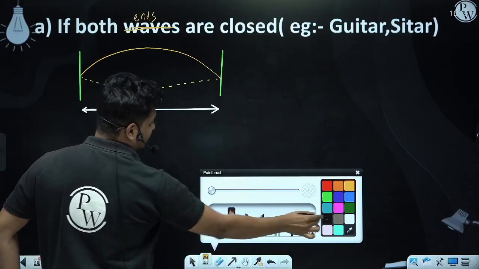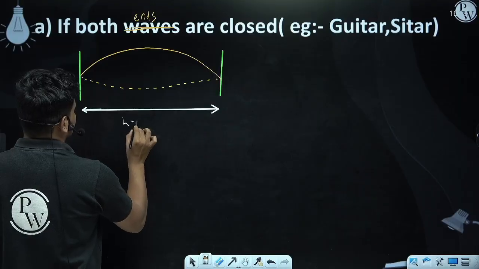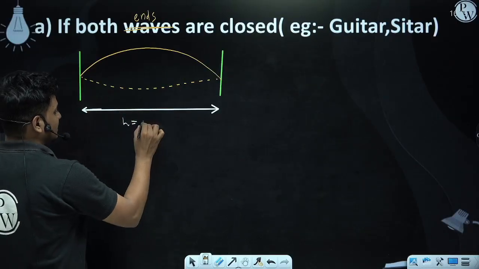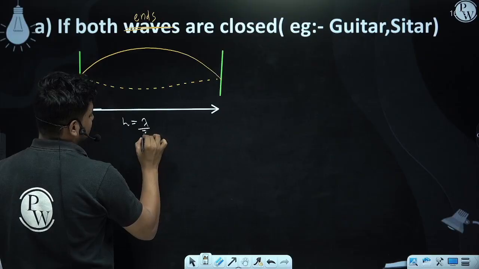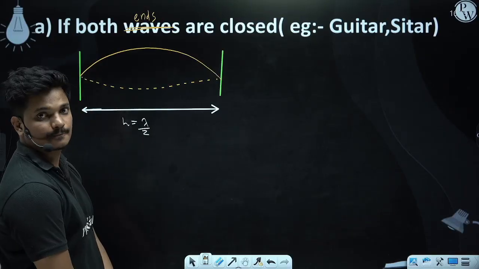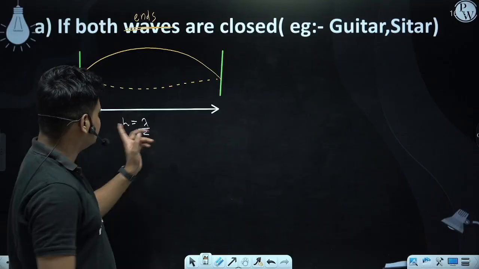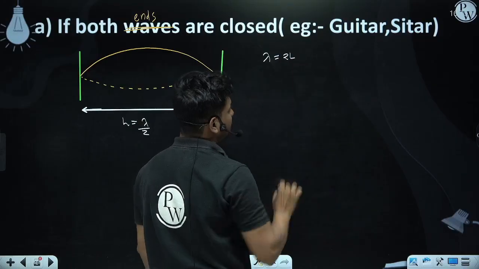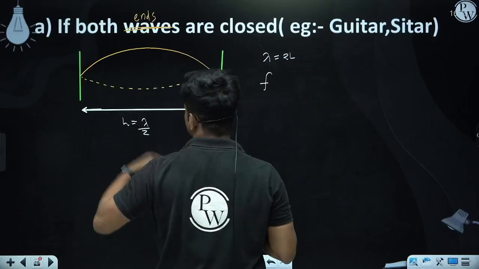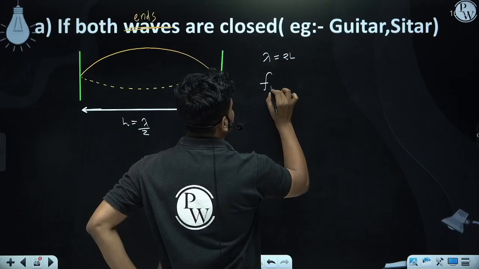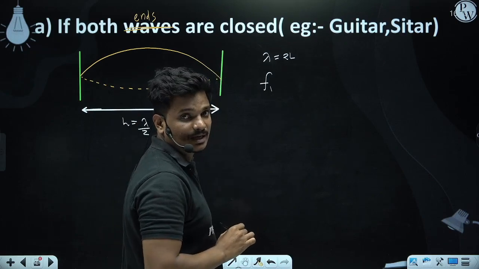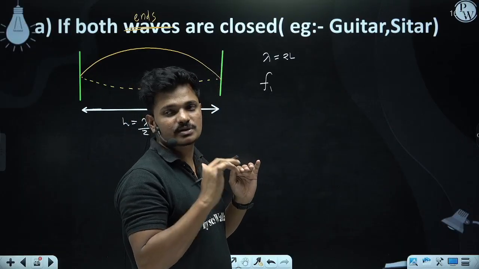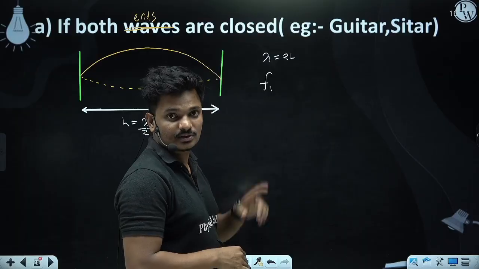So this length is equal to half of the wavelength, lambda by 2. So what is lambda here? Lambda is equal to 2L. So what is the frequency? This frequency is the minimum frequency. That means when you touch the string with a little force, at that time it will be generated. So this is a minimum frequency.